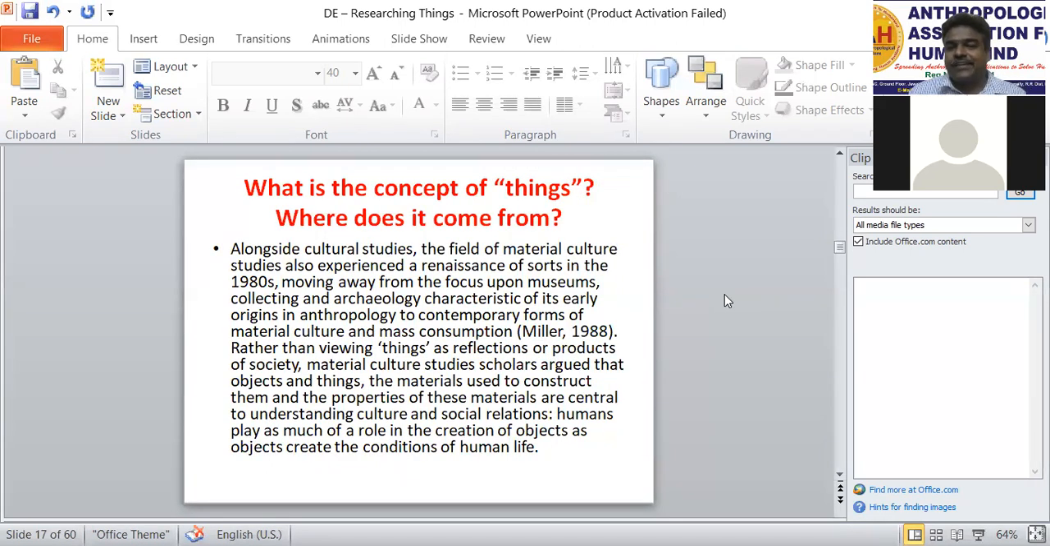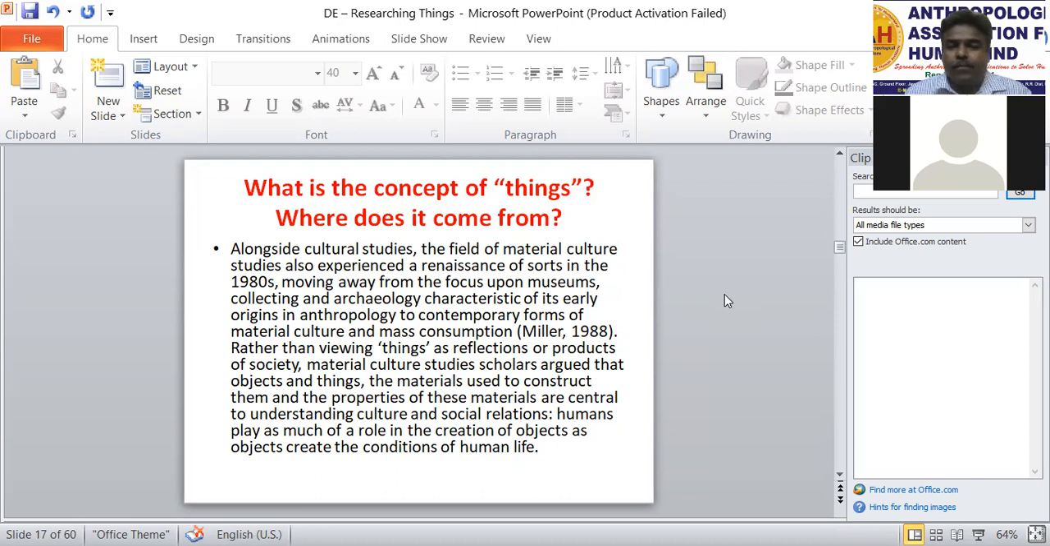Alongside cultural studies, the field of material culture studies also experienced a renaissance of sorts in the 1980s, moving away from the focus upon museums, collecting, and archaeology, characteristic of its early origins in anthropology, to contemporary forms of material culture and mass consumption. Miller.